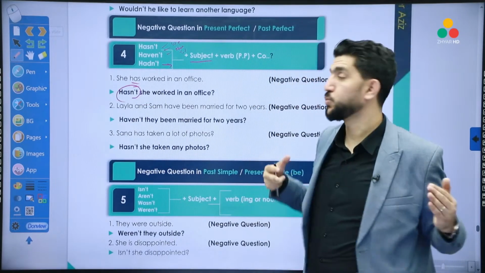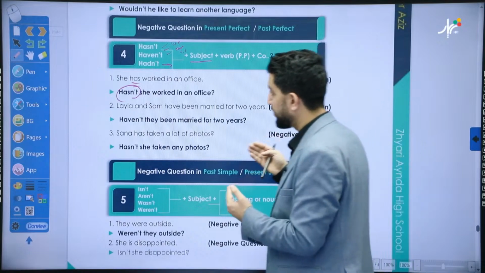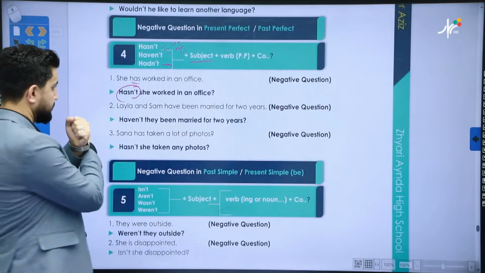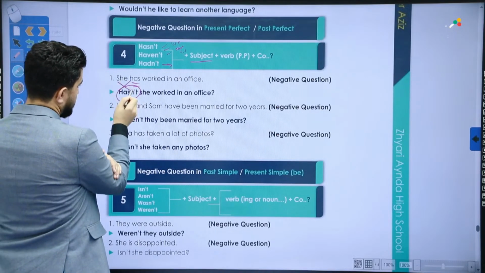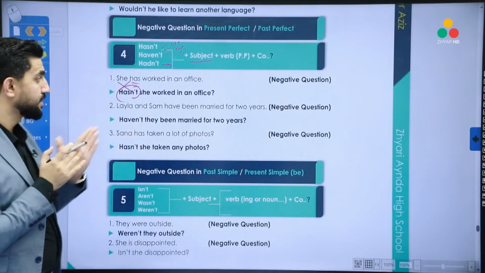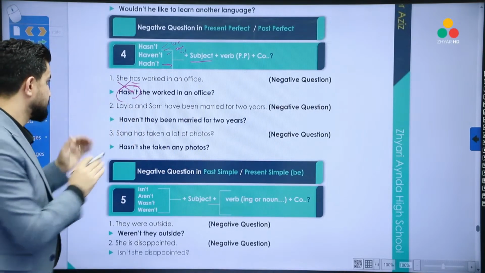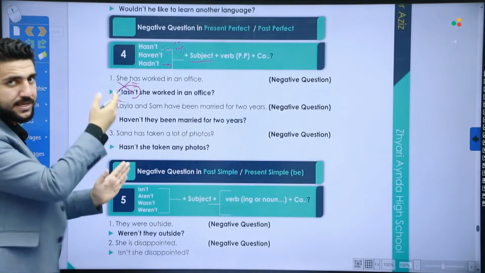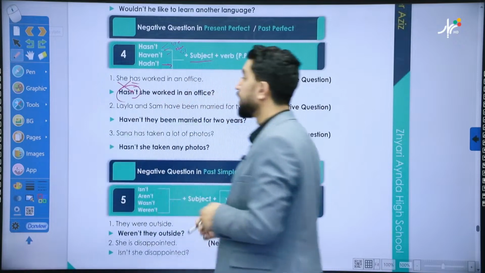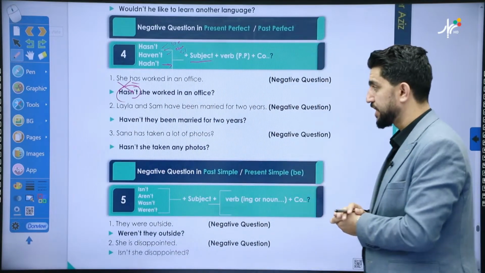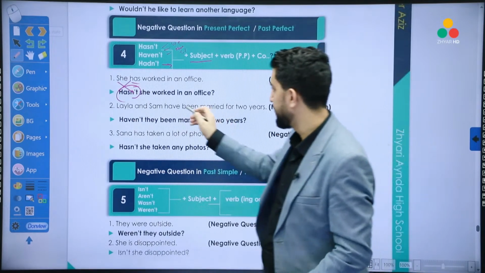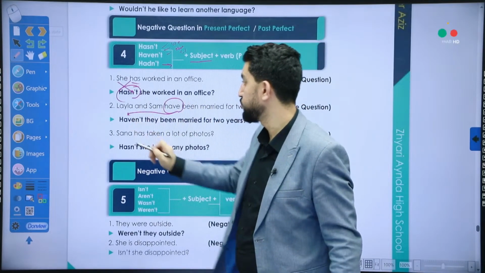When it comes to question, if we have a sentence, try to do a cross and then like this, you can do it. You put this one in the front and then you put this one next to each other. So like this. She has, hasn't she, okay? To change it to question. Very good. The other one, Layla and Sam have been married for 2 years. So since we have the word have, you put it to the front and then you change it to negative.